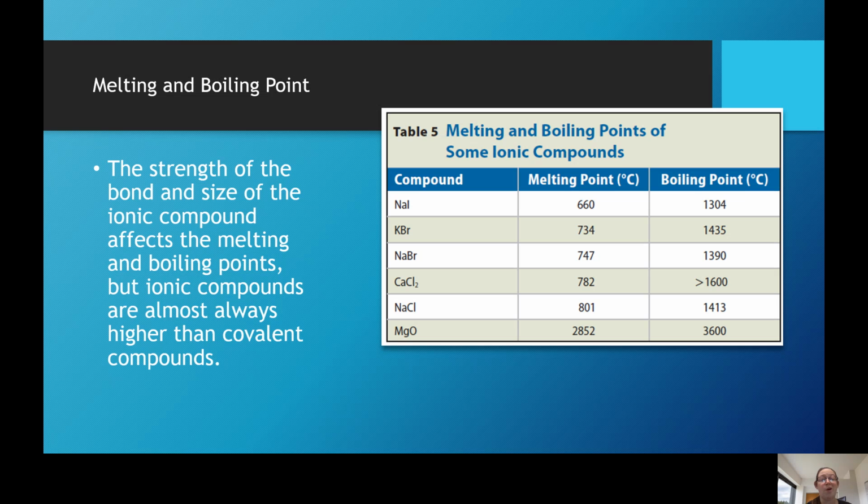Okay. So the strength of the bond and the size of the ionic compound greatly affects the melting and boiling points, but ionic compounds are almost always higher in melting and boiling points than covalent compounds. So in this slide, if you look at the chart, you can see that you have some smaller ions versus some larger ions, and you can see the difference in those melting points. You can also see, if you look at the charge differences, like KBr is potassium bromide, and both of those are 1 charges. And if you compare those to magnesium and oxygen, which are 2s, 2 plus and 2 negative, you can see that there's a huge difference in the melting and boiling points, and that's because of that extra level of charge attraction that magnesium and oxygen has.